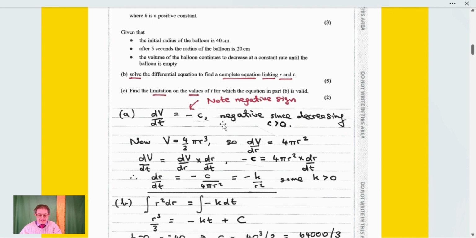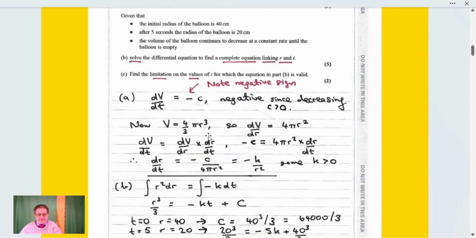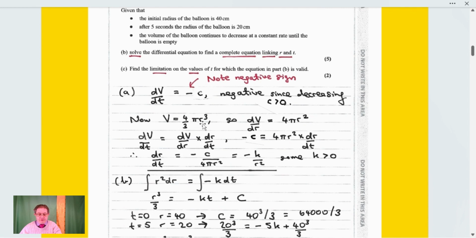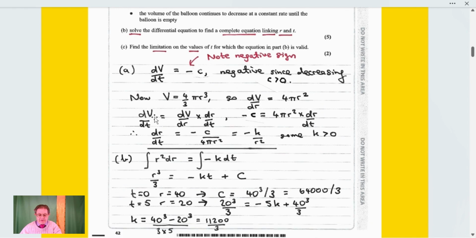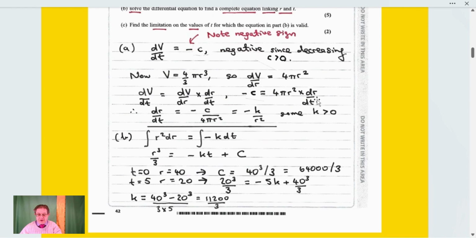We now need to bring in the radius, r. The relationship between volume and radius here, it's a sphere, is that V equals 4/3 pi r cubed, the volume of a sphere. So if we differentiate, we get dV/dr equals 4 pi r squared. So using the chain rule, minus c equals 4 pi r squared times dr/dt, which rearranges to dr/dt equals minus c over 4 pi r squared. And we write c over 4 pi, it's a constant, as k, giving us the answer we require.